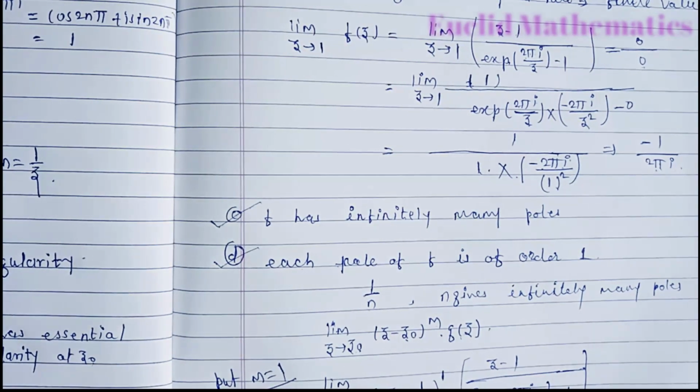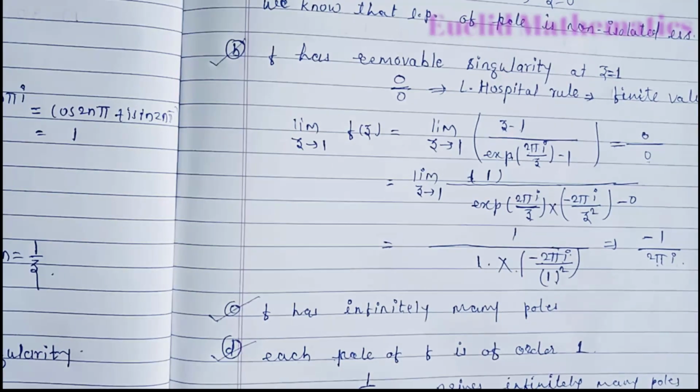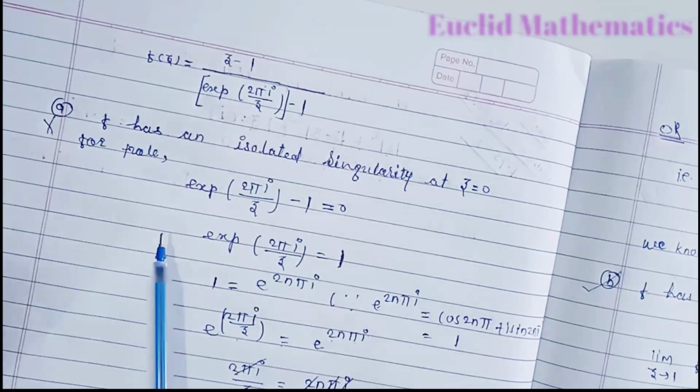In our example, we got option B, option C and option D as true. Three options are true, and option A is false.